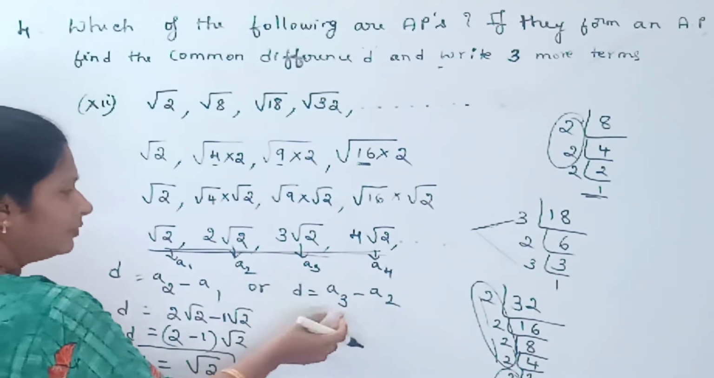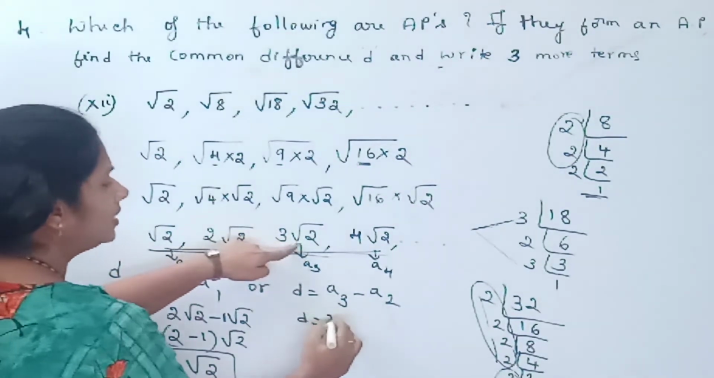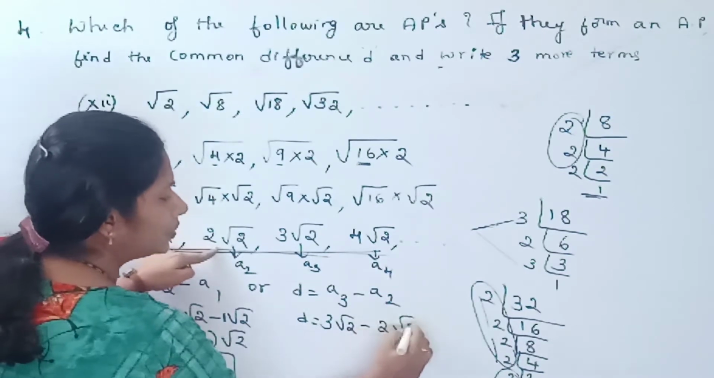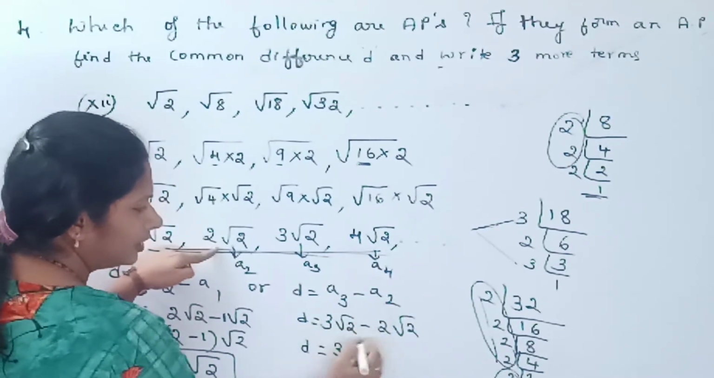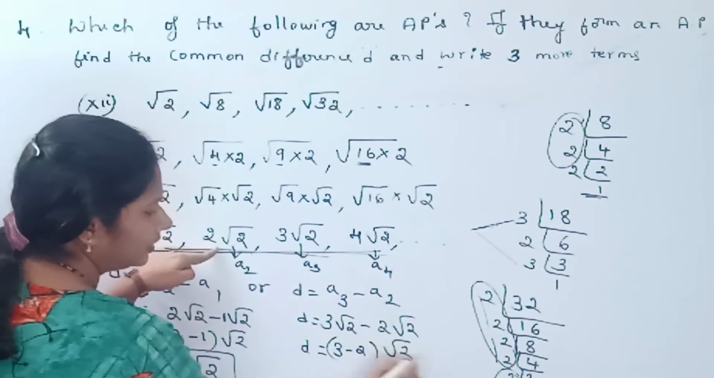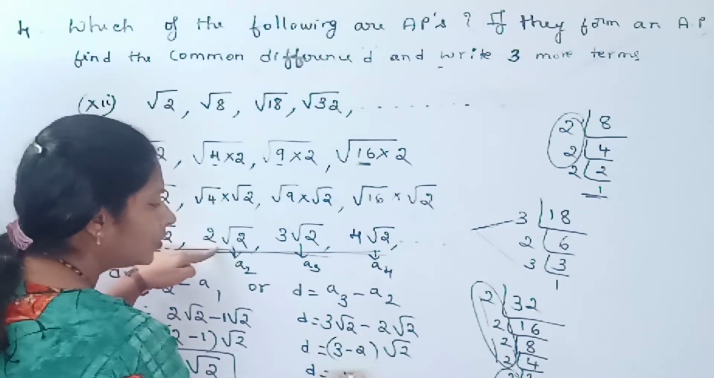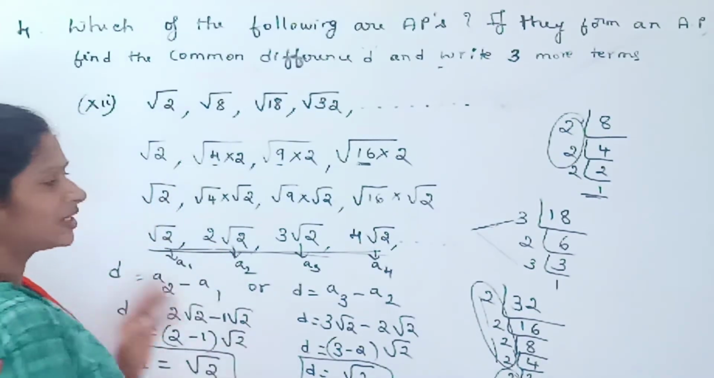Got it? Now find out A3 minus A2 also. So A3 value is 3 root 2 minus A2 value is 2 root 2. So what is the common difference, children? Here root 2 is common. So what is the coefficient? You write down here, D equal to 3 minus 2, it is 1 root 2, or you write it as root 2. Now what is your conclusion?